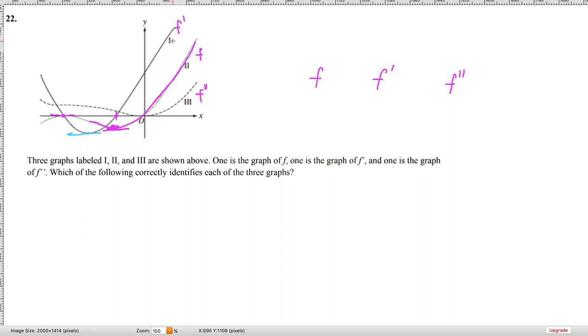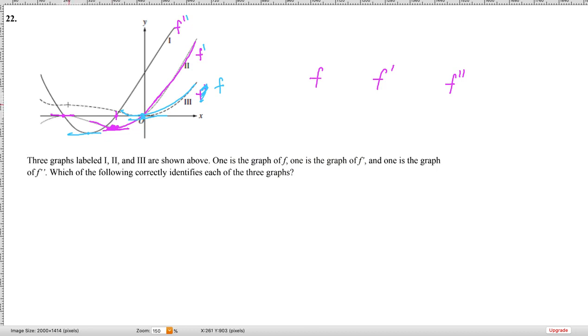It looks like 1 is indeed the derivative of 2. With that, it makes sense to say that maybe this is f double prime, this is f prime, and this one is f. That's why it's tricky, because this is the order that makes the most sense. This one goes, and then somewhere along here it goes to 0, where the slope of the tangent line is 0, exactly where this one crosses the x-axis, so that makes sense.